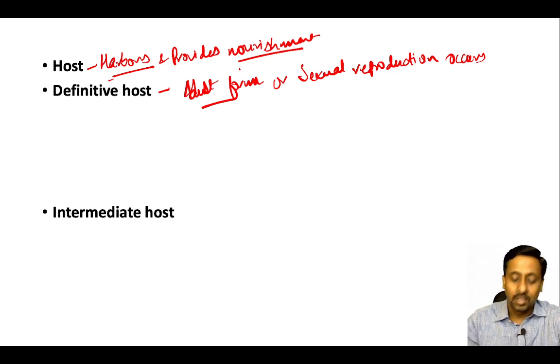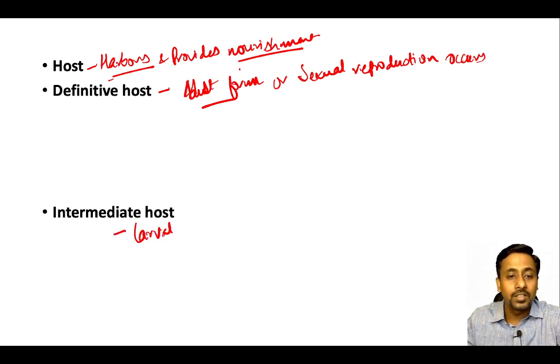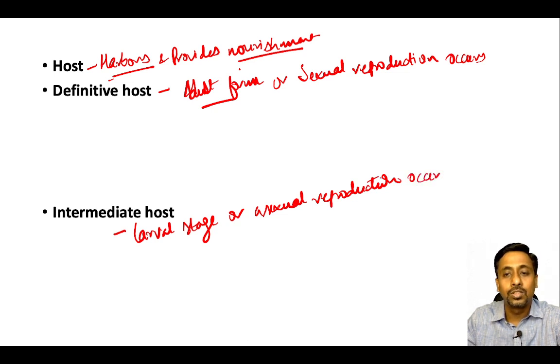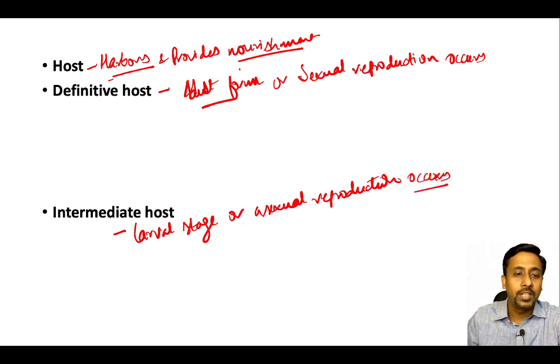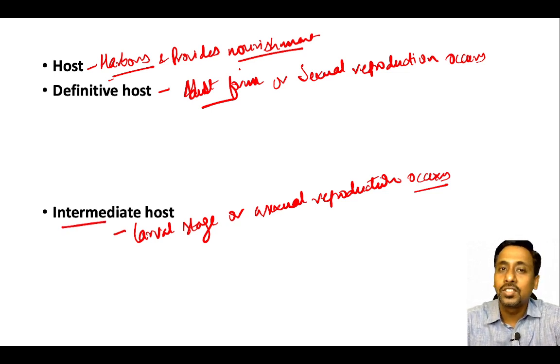And in an intermediate host, if it harbors the larval stage or asexual reproduction is going on in it, such a host is called an intermediate host. So in the intermediate host, which stage is found? Larval stage. And which type of reproduction occurs? Asexual reproduction. In the definitive host, sexual reproduction occurs.